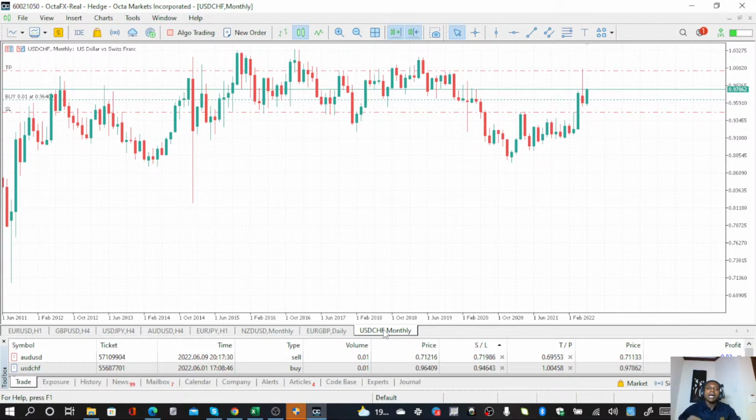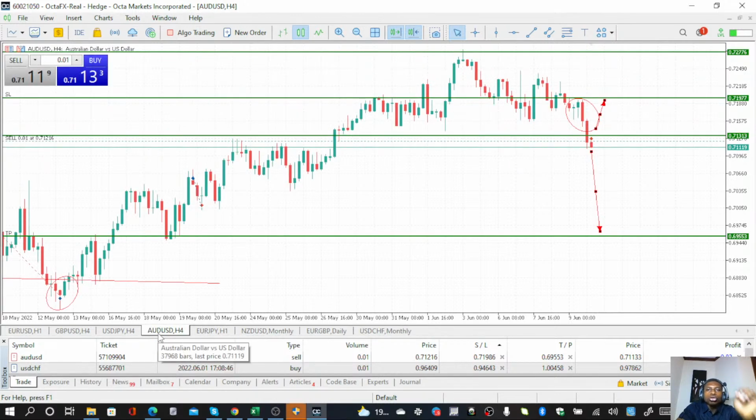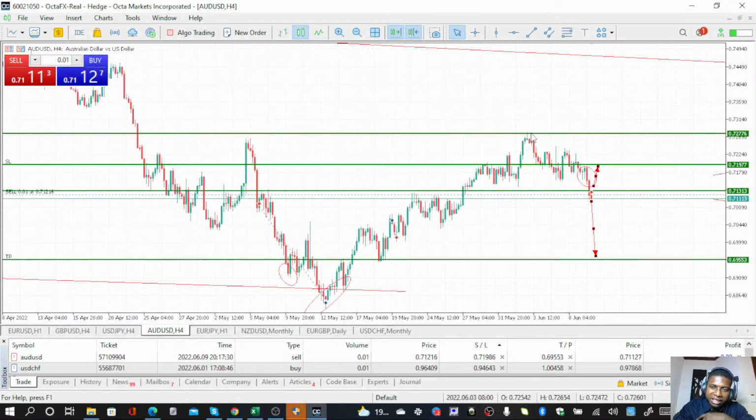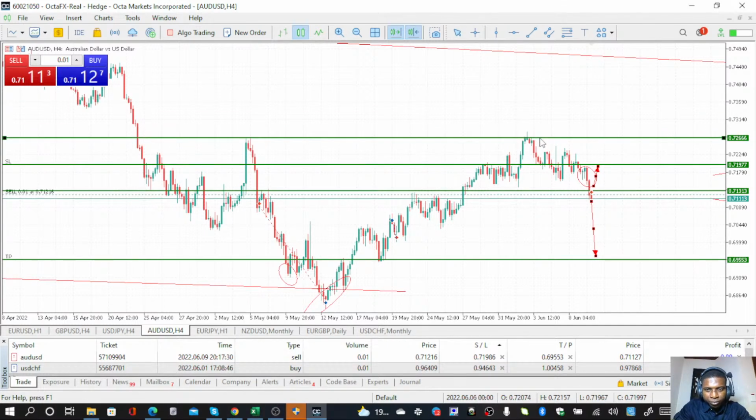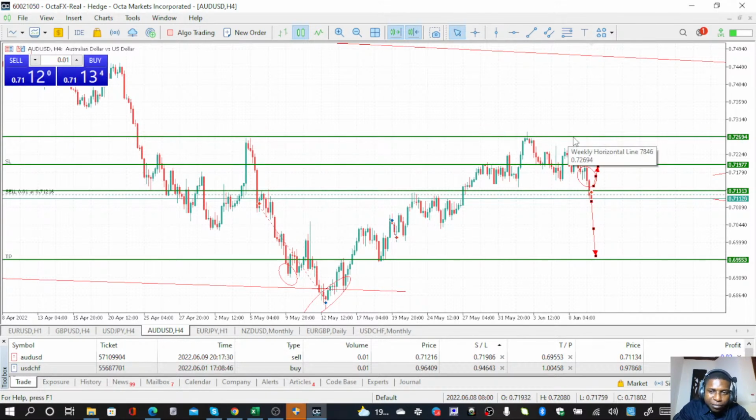Someone said I talked about weak support, and asked how do you identify weak support? Now we have what we call major support and resistance, and minor support and resistance. Look at this Australian USD chart. Look at this level that I'm pulling up. This is a major resistance level.